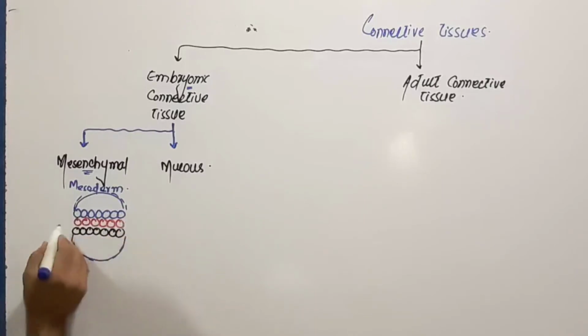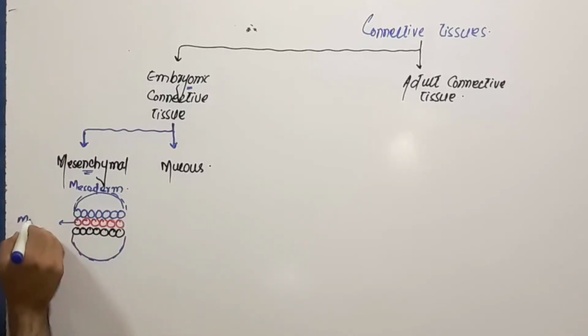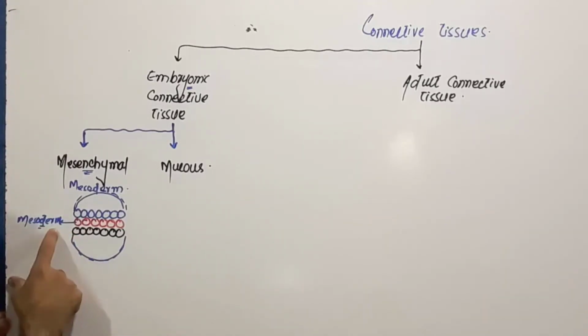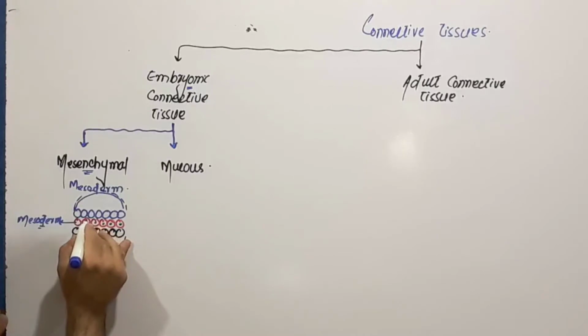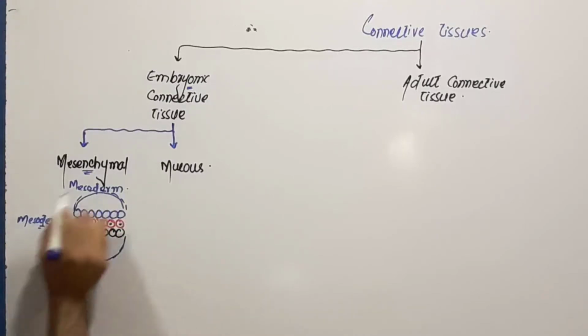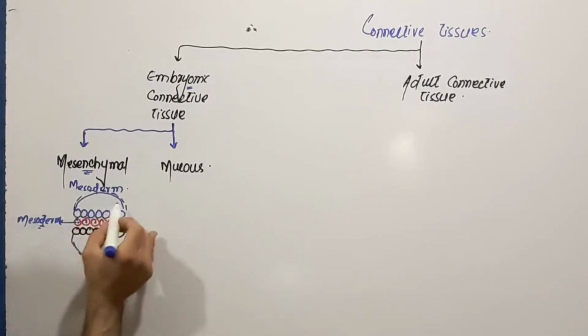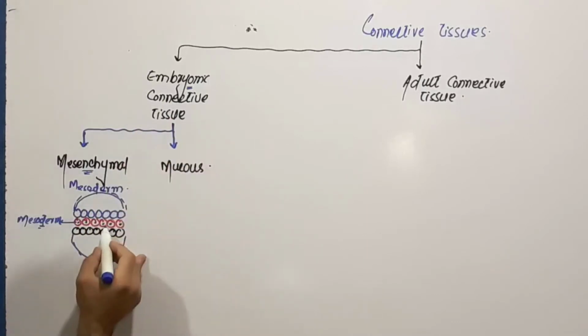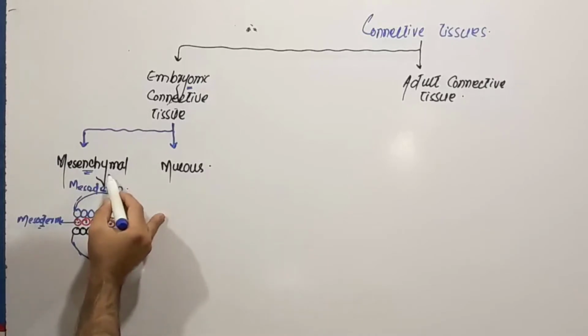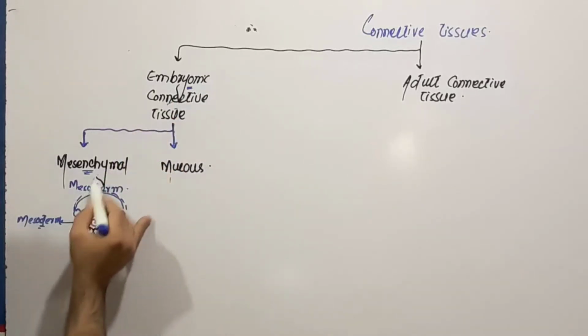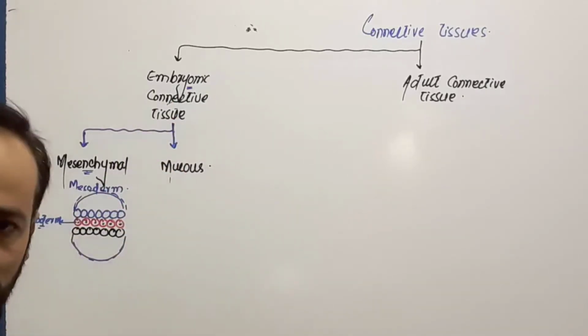In this trilaminar disc, this is the mesoderm, and we know from the lecture on the cells of connective tissue that these mesodermal cells, or this mesoderm, will give rise to the cells of the connective tissue. That's why we say this is the embryonic life, and the tissue present in this life is called embryonic connective tissue, and all these cells are called mesenchymal embryonic connective tissue, and they are present in the mesoderm, right?